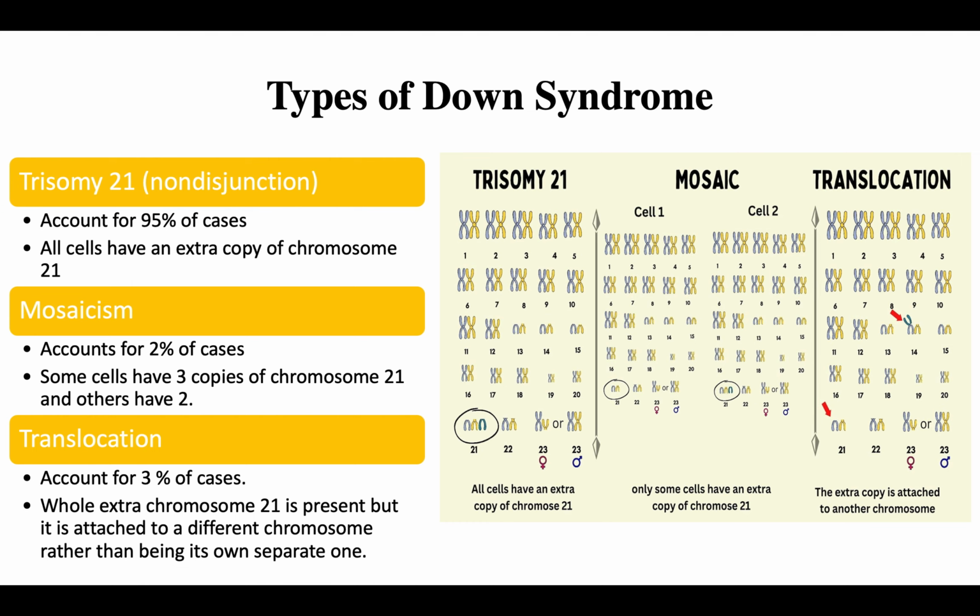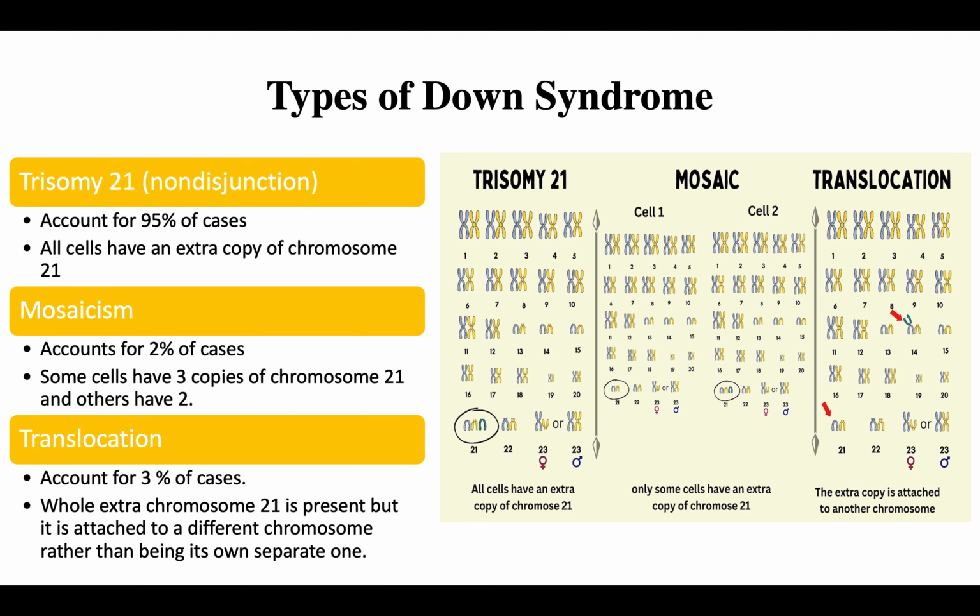There are 3 types of Down syndrome. The most common type is also known as trisomy 21, and this accounts for 95% of cases. In this type, all cells have an extra copy of chromosome 21. The second type is mosaicism Down syndrome, which accounts for 2% of all cases. In this case, some cells have 3 copies of chromosome 21 and others have 2 copies. The last type is translocation, and that accounts for 3% of all cases.